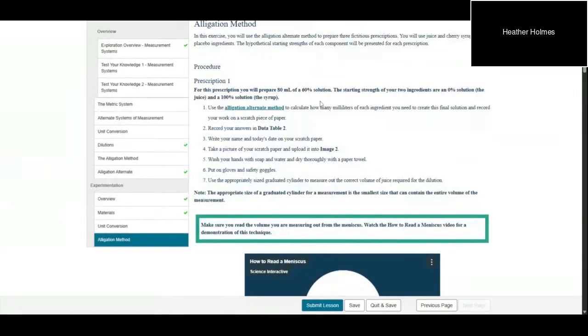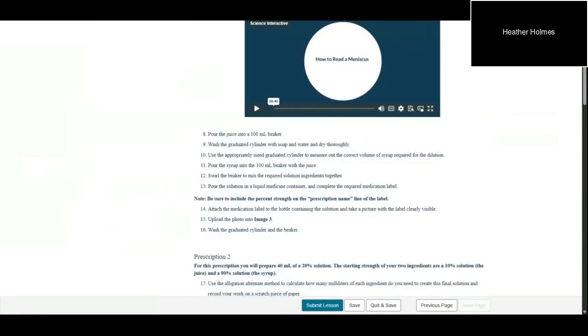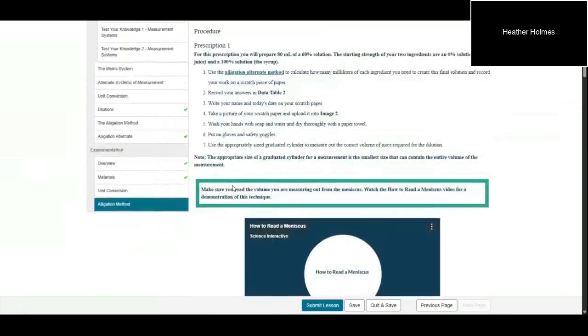You'd use that to figure out your math, and you record it in the data table. Each of these for your labels will be a little different. It does specify what to write on them. Like for this one, for instance, it's write your name and today's date for your scratch paper, and then you take a picture of it.